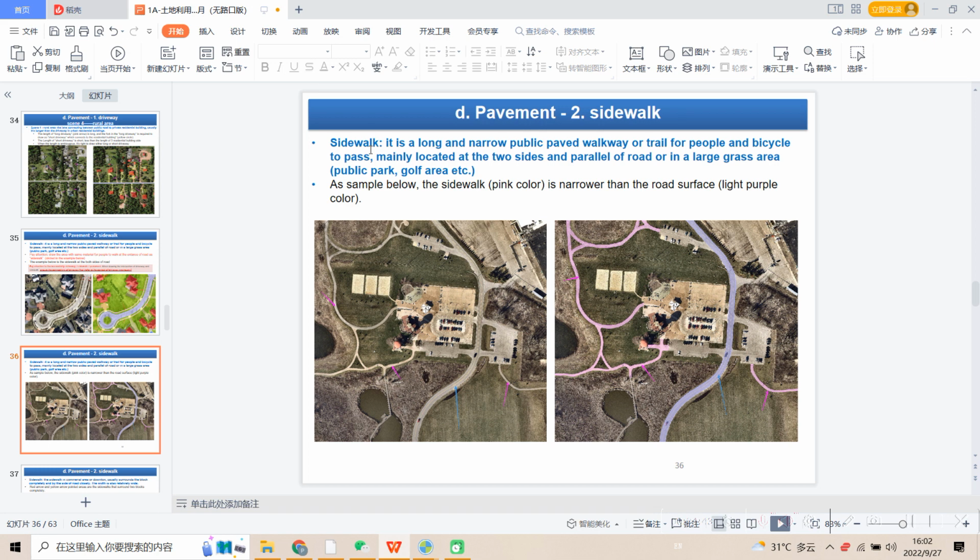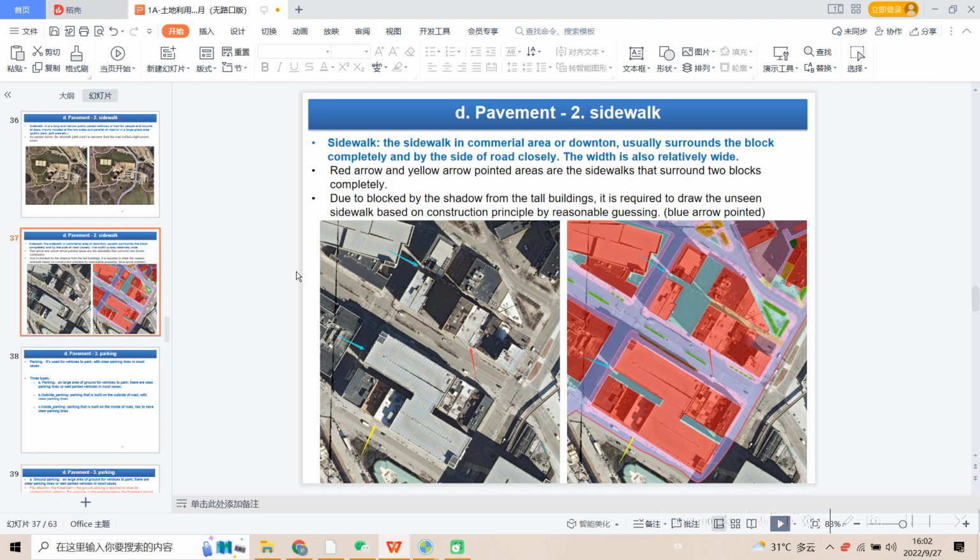Next, let's see the sidewalk. All right, so in this example, the one the pink arrow points to is narrower than the road surface, and so we need to draw it as sidewalk, and it's in the light purple color. So next is a sidewalk as well.